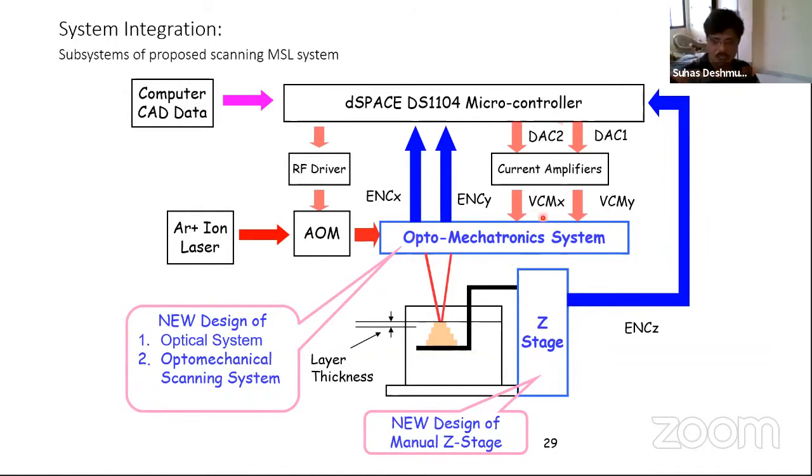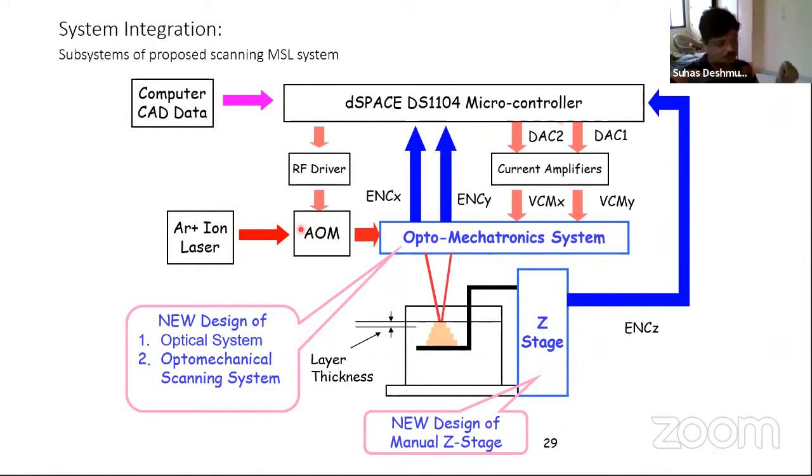So for that purpose, we have two voice coil motors, and then a D to A converter, current amplifiers, then there will be a dSPACE, then optical encoders one and two for both direction motion sensing, then a Z direction optical encoder. Then there will be a resin vat kind of system. Then layer thickness we can adjust by using a Z stage. Then there will be switching of the laser on and off. That is done using an acousto-optical modulator, which can give me very fast switching.